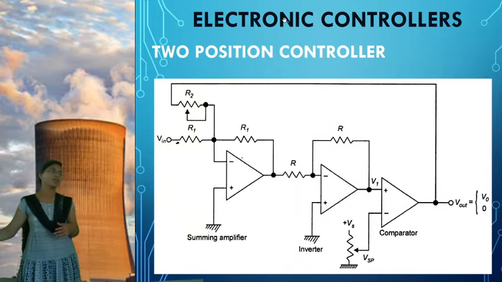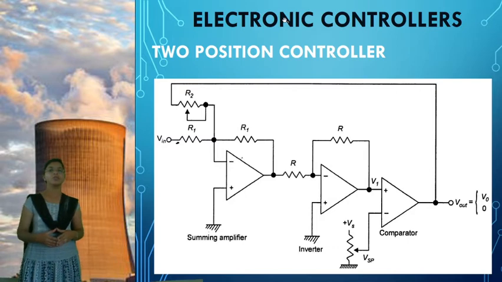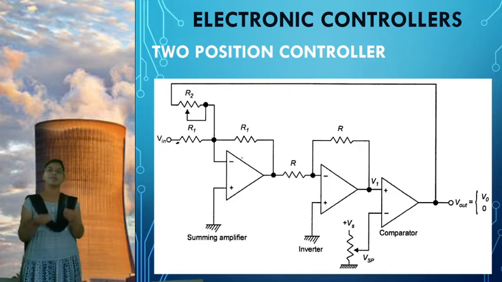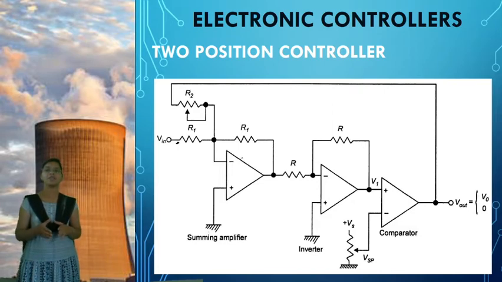So first one, electronic controllers. Here we are going for the two-position control system. This is the first electronic controller, which will have two positions. Two positions means it produces only two outputs, either high or low. We need to use an electronic device as a circuit. For any electronic controller we are going to use op amps, operational amplifiers, along with passive elements.